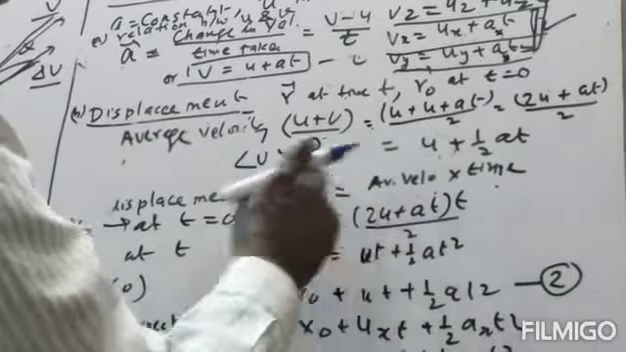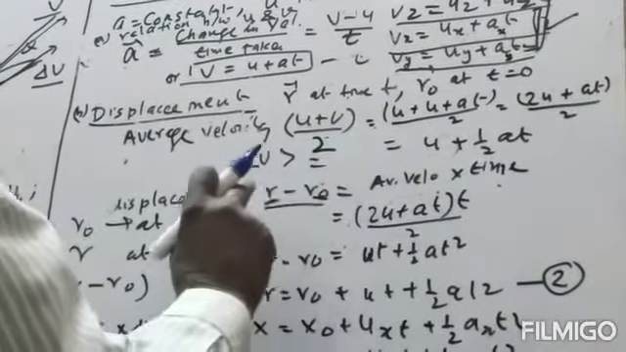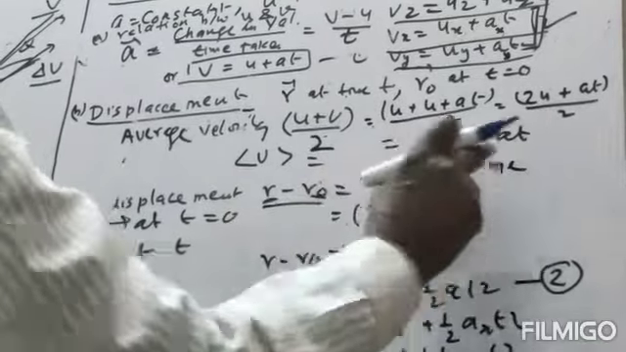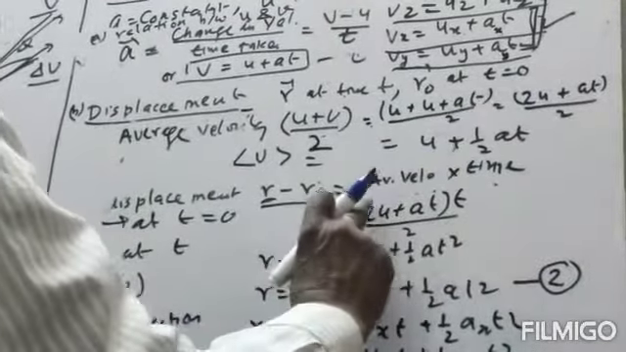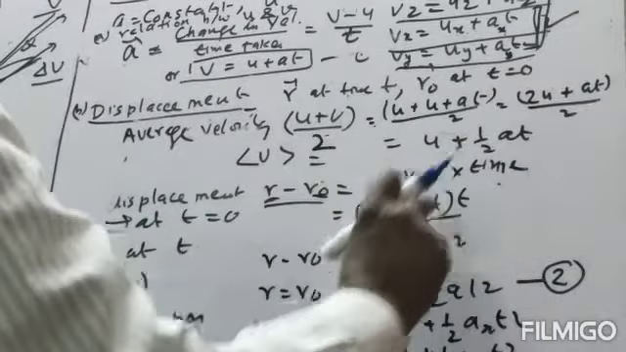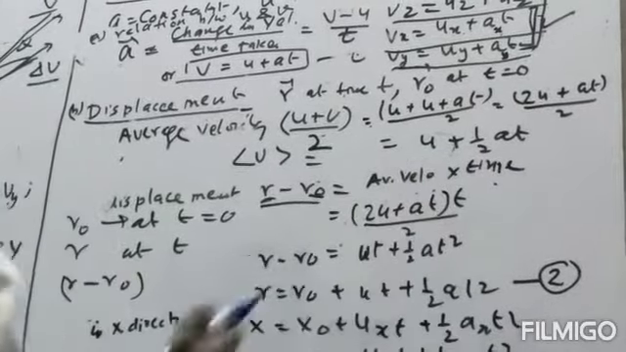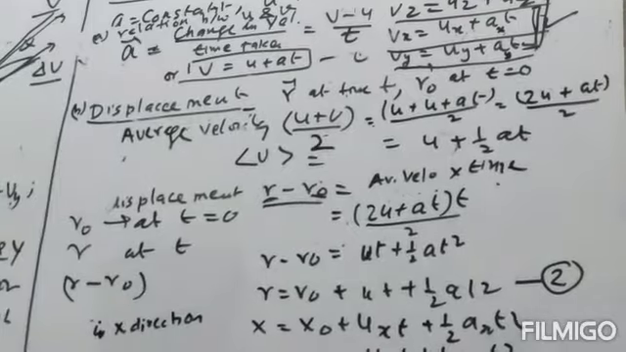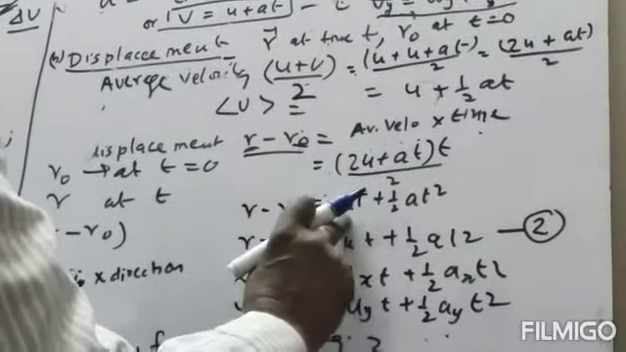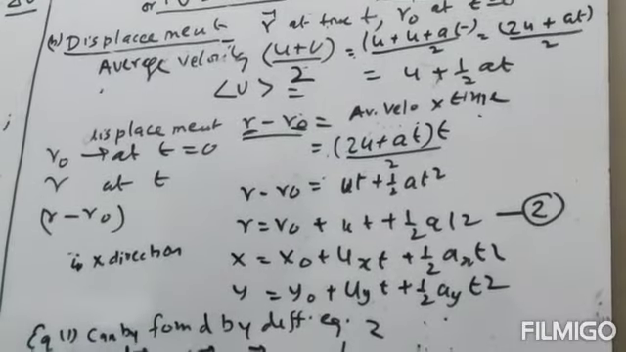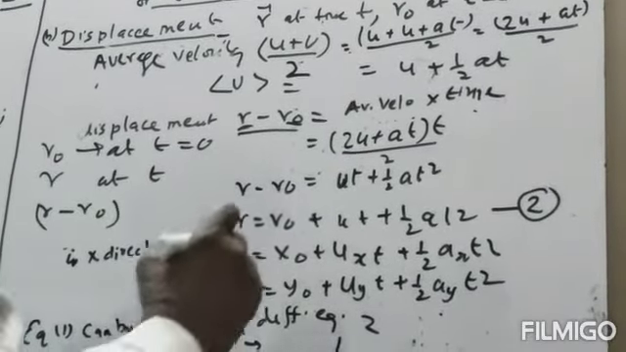Because velocity is distance divided by time, distance will be equal to velocity into time. Velocity is (2u plus at) by 2, into t. Multiply and divide by 2. So r minus r0 will be equal to ut plus half at square. This is the equation for the displacement.